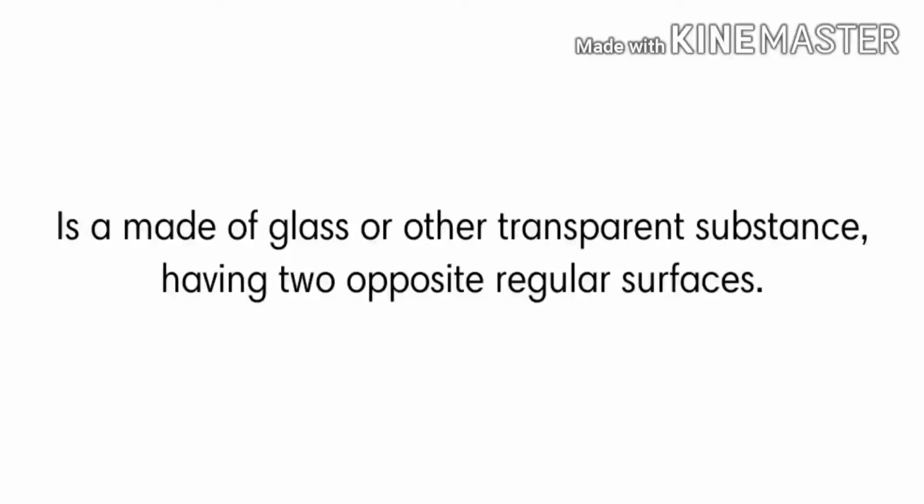Let's go to the types of lens. Letter A, it says here, simple lens is made of glass or other transparent substance having two opposite regular surfaces. What I said earlier, the simple lens is made of glass.